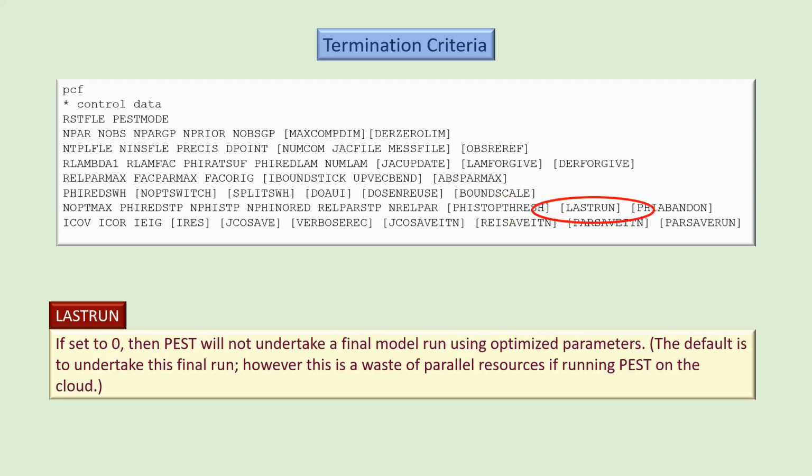This last run variable can instruct PEST to do one final model run before it ceases execution, and that final model run should endow the model with optimized parameters. That way, when PEST finishes execution, the model input files have optimized parameters and model output files contain model outputs calculated on the basis of those parameters.